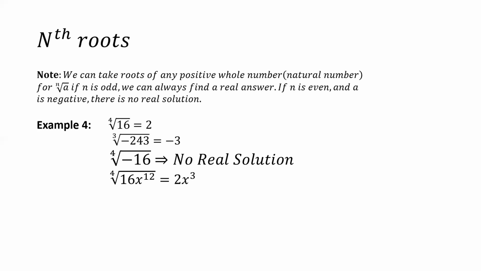Cube root of -243 is -3. Perfectly fine to have a negative under that root. If I have the 4th root of a negative number, though, I can automatically say that I have no real solution. And then if I take the 4th root of 16 times x to the 12th, the 4th root of 16 is 2. I see that on the top of the slide. And then the 4th root of x to the 12th is 12 divided by 4, which gets me 3.